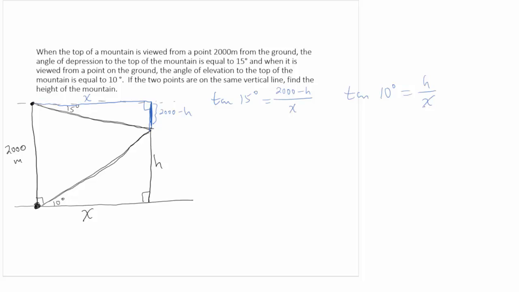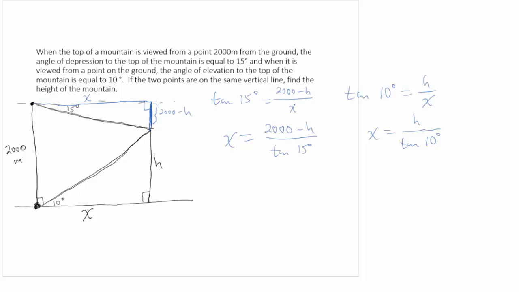And so what I'm going to do here is use a substitution. Eventually I'm going to solve for h. I want to know the height of the mountain. So I'm going to take these two equations and isolate the x. For the first equation, if the tangent of 15 degrees is 2,000 minus h over x, then x would equal 2,000 minus h over the tangent of 15 degrees. And if tangent of 10 degrees is equal to h over x, then x would also equal h over the tangent of 10 degrees.